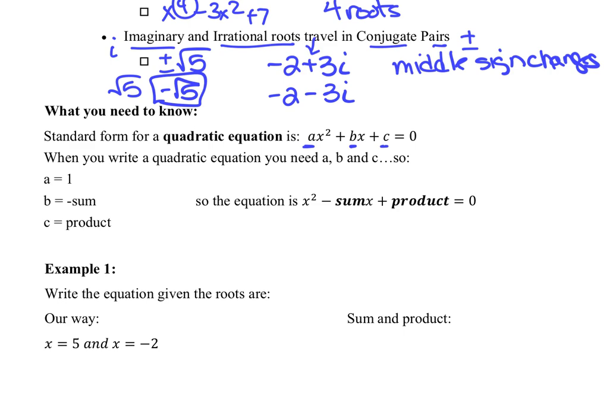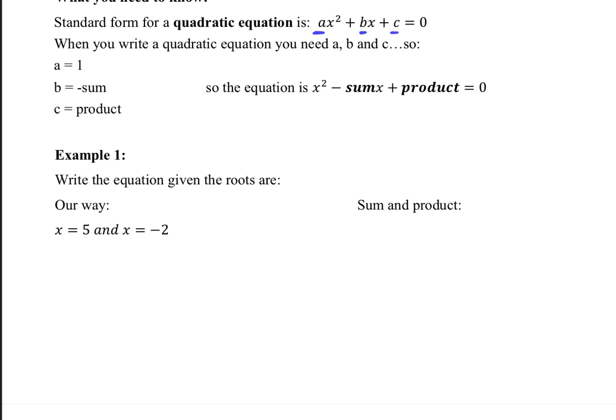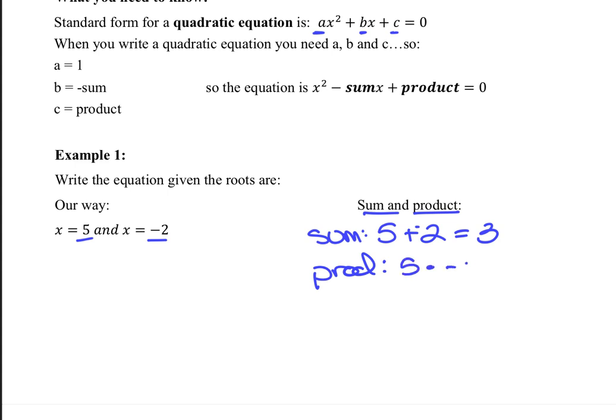So what that means is, if I know what the sum of the roots is, let's work down here. We'll do this example as we go. The sum of these roots, 5 and negative 2, 5 plus negative 2, we get 3. So this is the sum of the roots. The product of the roots is 5 times negative 2, which would be negative 10. That's just the sum and the product of the roots.